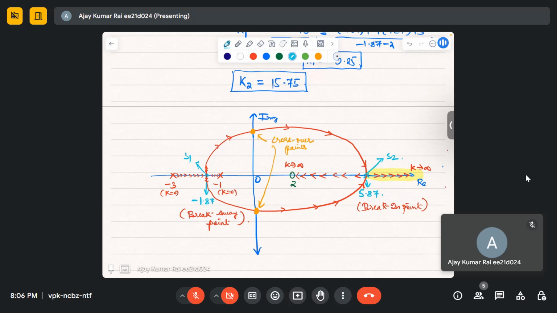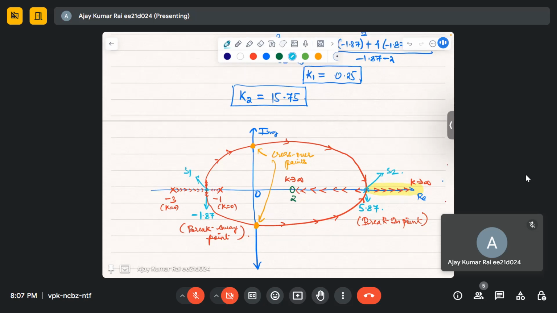That's why the root locus will emerge out from the breakaway point, cross the real axis, and again break in at s2. So it's breaking in from the complex plane to the real axis. That's why I'm calling this the break-in point, 5.87, where k is greater than 0. And again one of the root loci will go to 2 and the other will go to infinity. That's why we had one asymptote. I hope this is very clear. Any doubt in this question?